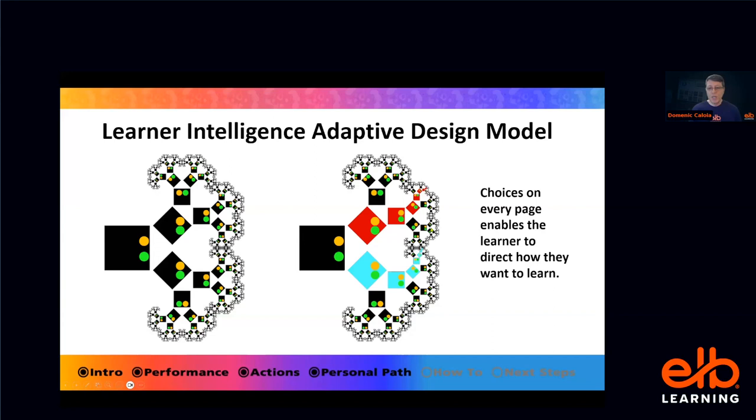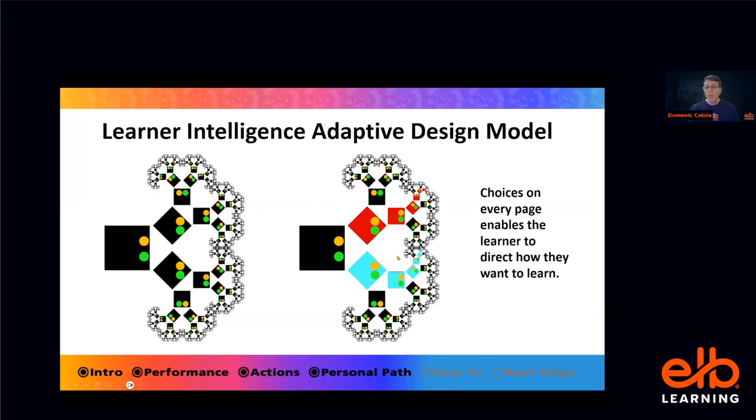Let me show you another illustration. Here, one learner followed the red path. Another learner followed the blue path. As you can see from all these black squares, there are other paths to follow too. In actuality, the first page provides two choices. Then each of these two choices, represented here by the red and the blue, provides two choices. So two times two is four.